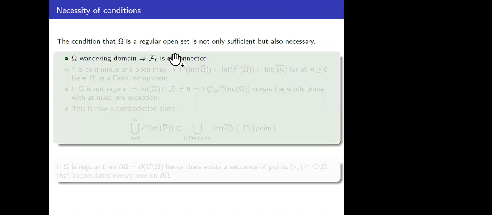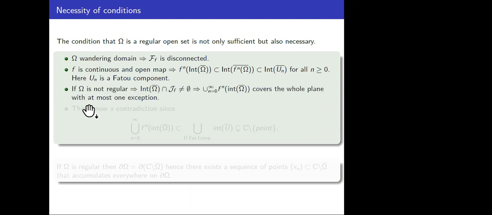Just a quick sketch. Suppose you have a wandering domain, omega, which implies that the Fatou set is going to be disconnected, because you have many domains, right? Okay, then since your map F is holomorphic, it's continuous and open. Therefore, the forward images of the interior of the closure of your wandering domain are going to be contained in the interior of the closure of some Fatou component. Let's call it U_n.